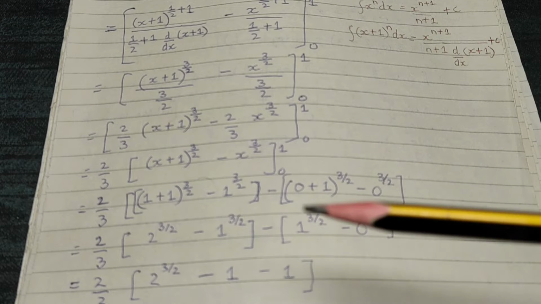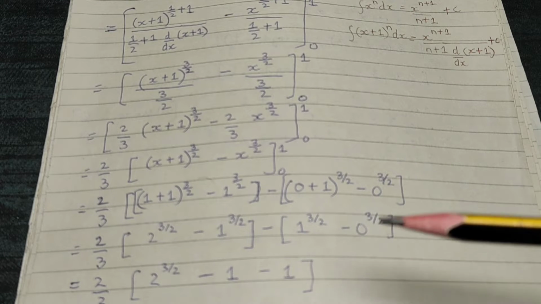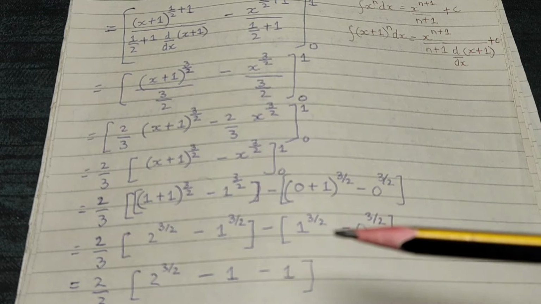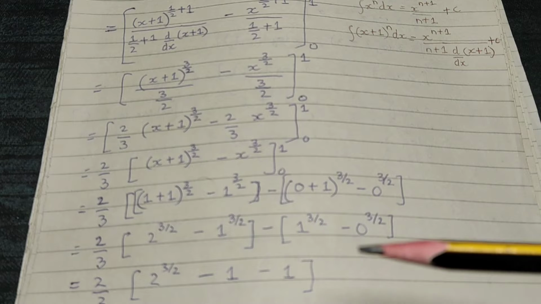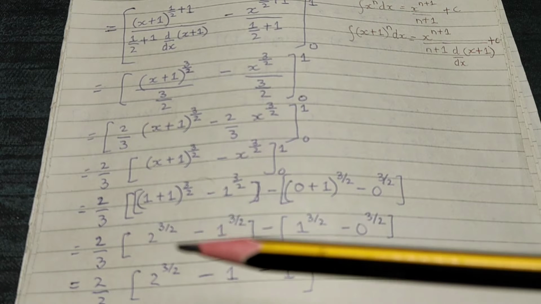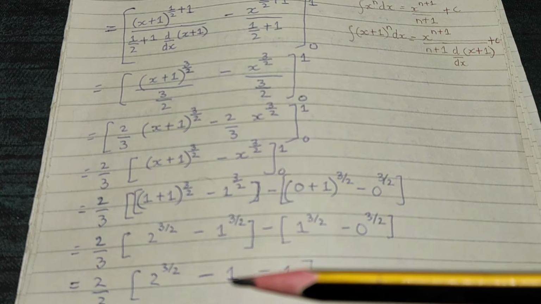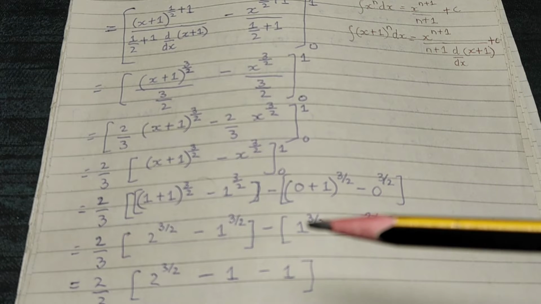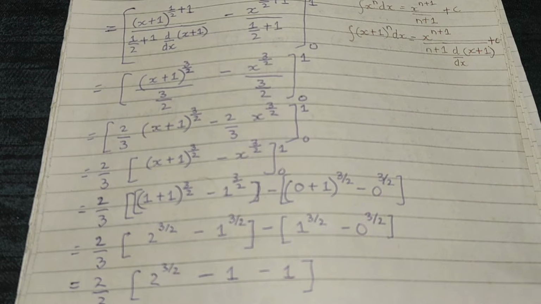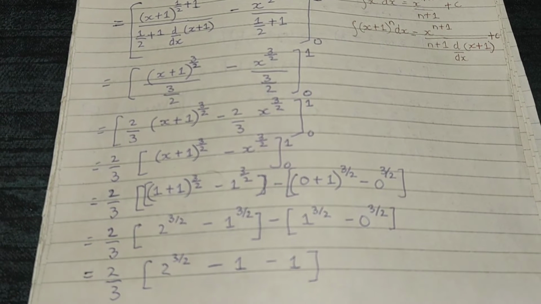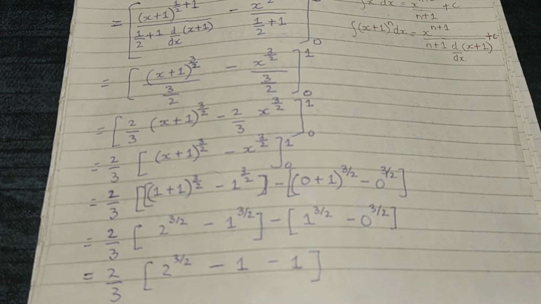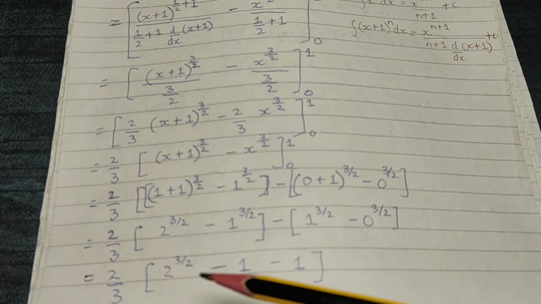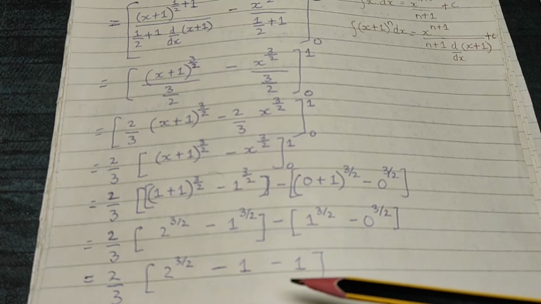So all of these terms, you can see 0 raised to 3 by 2 is 0 itself, and 1 raised to 3 by 2 you will get 1, and here 1 plus 1 you will get 2, 1 raised to 3 by 2 you will get 1. So 2 raised to 3 by 2 you have got minus 1, and this minus 1 from this bracket you have got. So 2 by 3 is outside, and in the bracket 2 raised to 3 by 2 minus 1 minus 1. Okay.